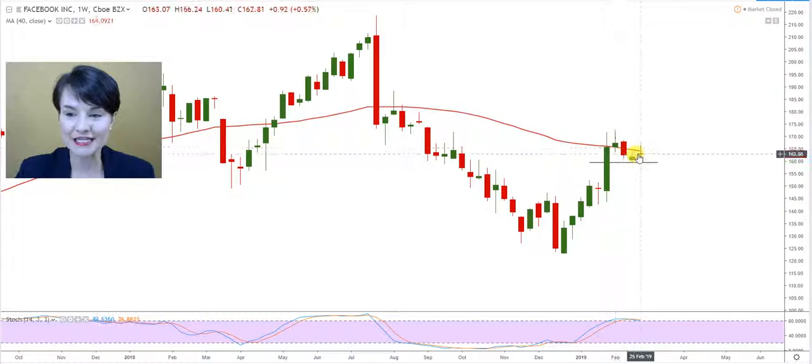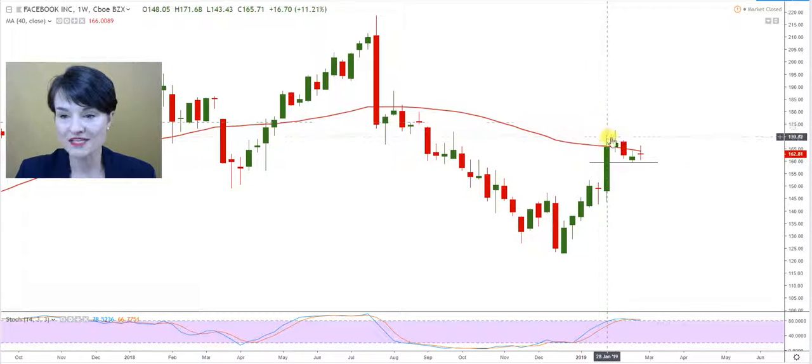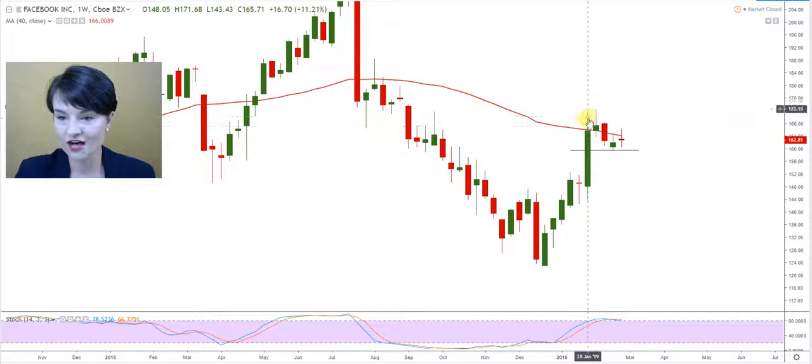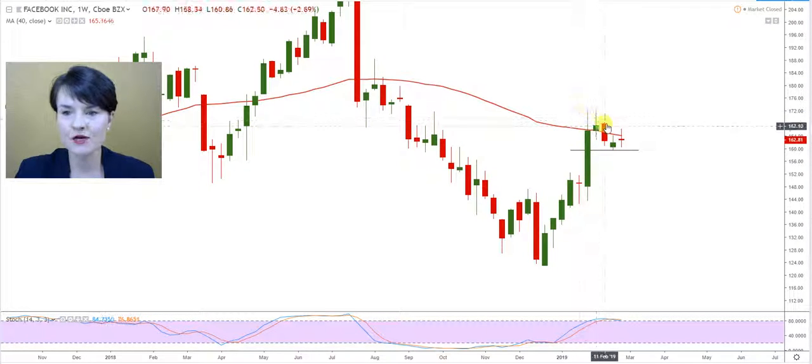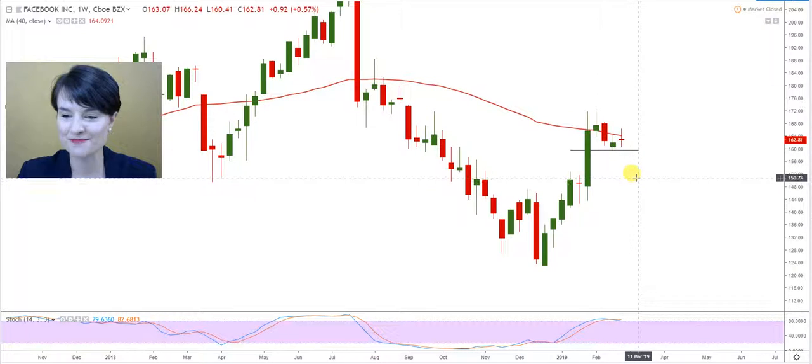And technically, it needs to change $164 into a support for the momentum of the share to continue to higher levels. Look at this tweezer top. Now, a tweezer top is two upper shadows on candles that tells me that for 2 consecutive sessions, the selling pressure was fierce. And that was my first warning that, hey, this share might be losing momentum. And then obviously it started to trade below the 40-week moving average, which is a bit of a concern.